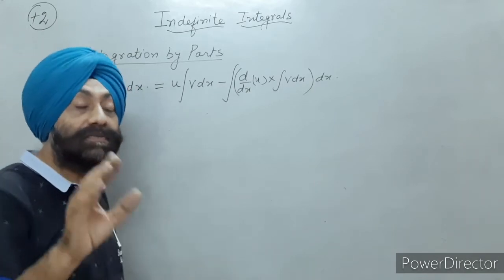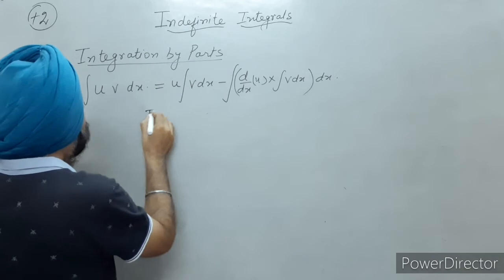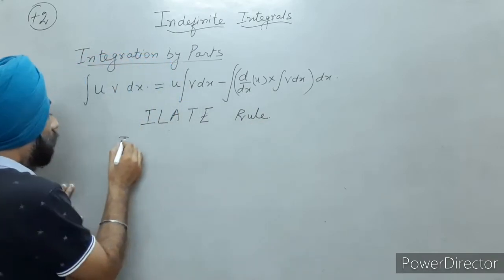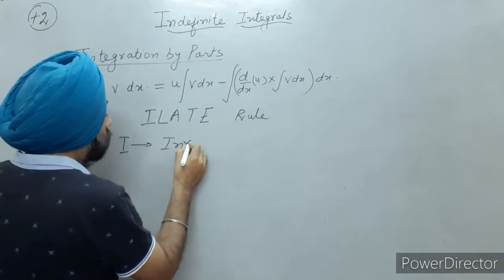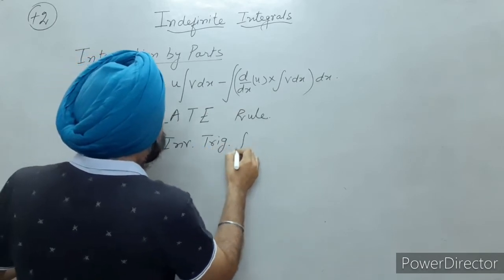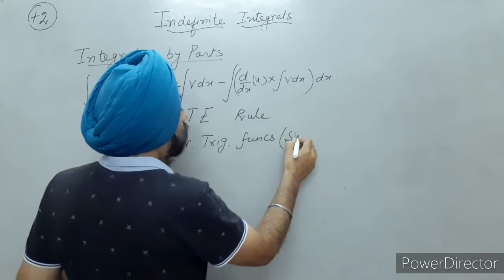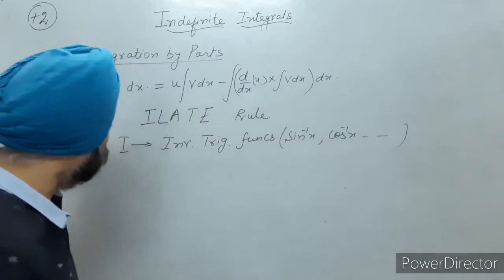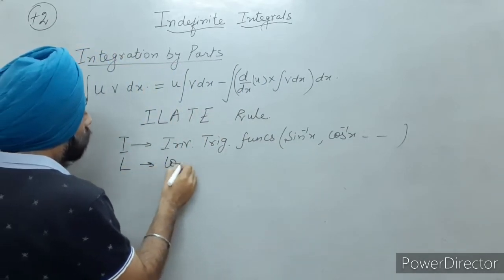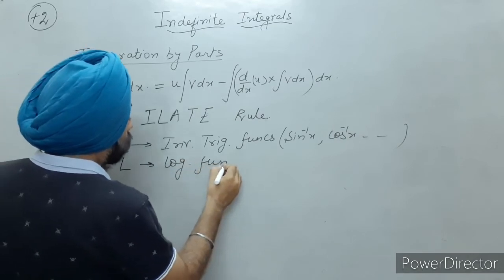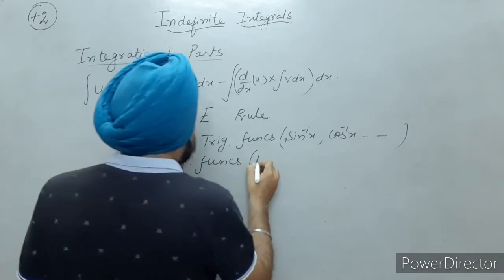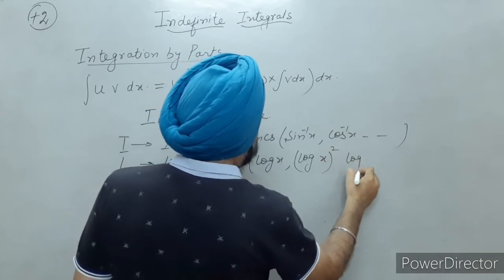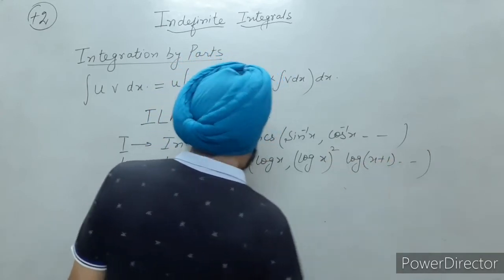Now the rule which is followed is called the ILATE rule, where I stands for inverse trigonometric functions like sine inverse x, cos inverse x, and so on, all the inverse trigonometric functions. L stands for logarithmic functions, which contain logs like log of x square, log of x plus 1, and so on.